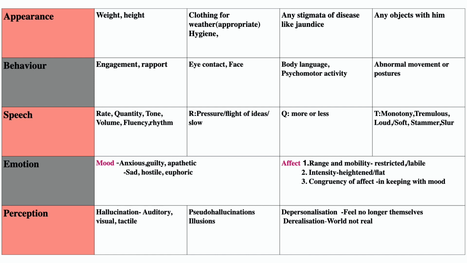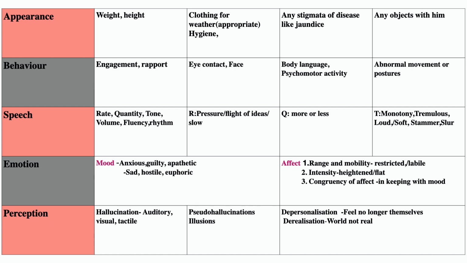Then quantity of speech, it can be minimal or absent with depression, or it can be excessive speech with mania and schizophrenia. Then tone of speech, it can be monotonous speech in depression, schizophrenia, and autism. It can be a tremulous speech associated with anxiety. Then the volume of the speech, I'm going to notice if it is loud or soft. Then the fluency and rhythm of the speech, whether stammering and stuttering are present, or whether it's a slurred speech in major depression due to psychomotor retardation.